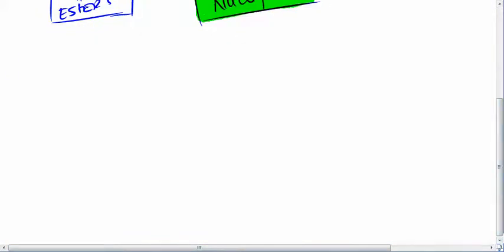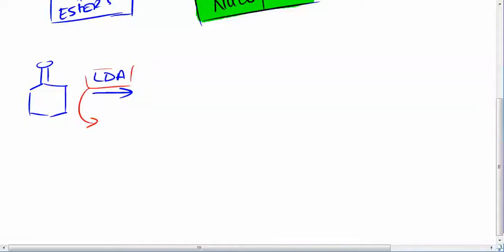Okay, so now this is saying aldol cross condensation reaction. So we're starting off with this molecule here, and we're reacting it with LDA. This is how that LDA will look. LDA is a powerful base.